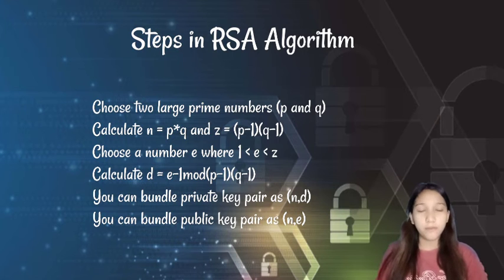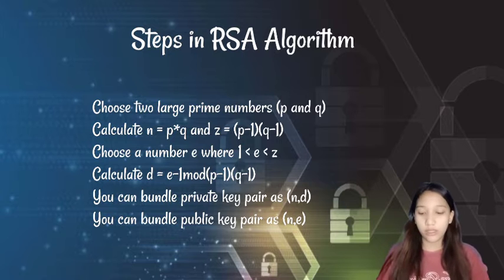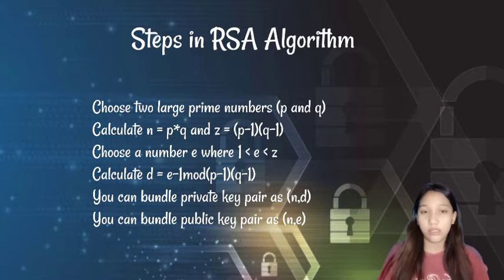These are the steps in the RSA algorithm. The first one is to choose two large prime numbers P and Q. Calculate N equals P times Q, and Z equals (P-1)(Q-1). Choose a number E where 1 < E < Z. Calculate D equals E^-1 mod (P-1)(Q-1). You can bundle the private key pair as (N, D), and the public key pair as (N, E).